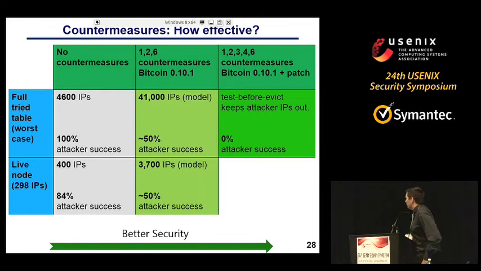We analyze this in more detail, assuming churn of honest IPs, in our paper. And feeler connections actually prevent us from talking about the live realistic node setting, because the tried table is going to fill up much quicker. So it's better than this. It probably is moving this more toward a worst case, but we have to perform more experiments to discuss it in detail.